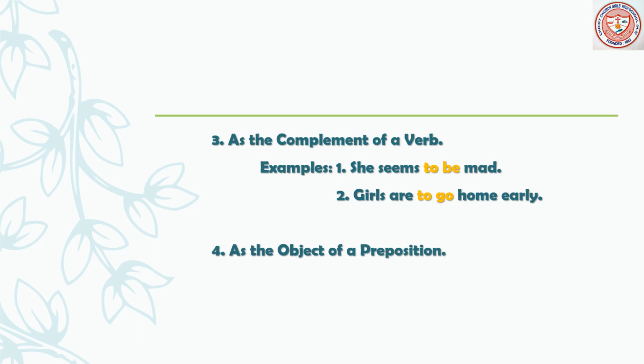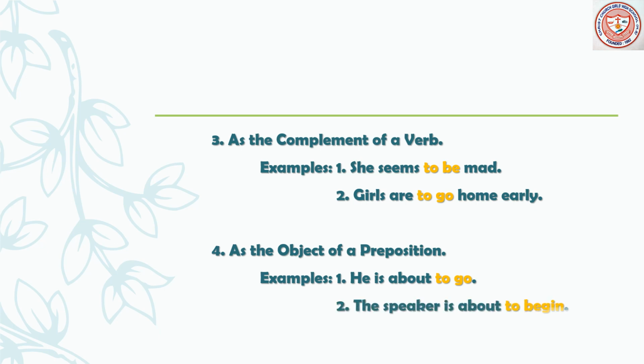Next rule. As the object of a preposition. Let us go through some examples. He is about to go. Here in this sentence, to go is an infinitive. It has been used as the object of a preposition. Number 2. The speaker is about to begin. Here also, to begin has been used as the object of a preposition. So, to begin is an infinitive.